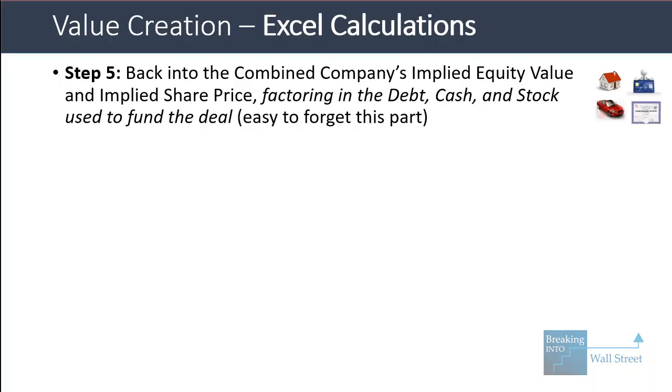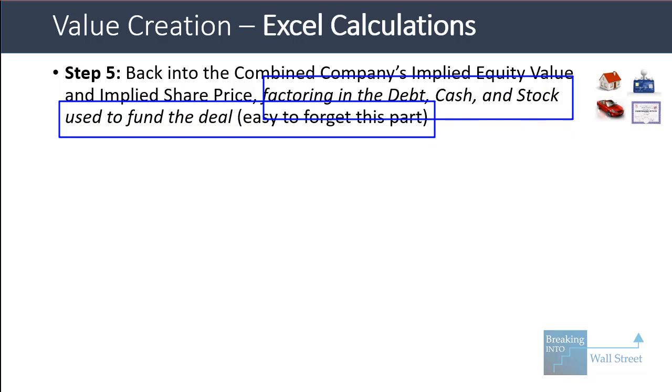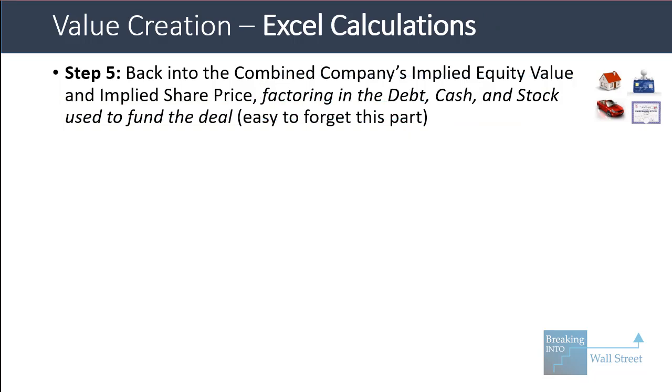Now, the next step here is that we need to back into the combined company's implied equity value and implied share price, and we need to factor in the debt and the cash from each company separately, as well as the debt and the cash that are used to fund the deal. I'm highlighting this here because it's very easy to forget this step of the process, and it's a common mistake in this analysis. But if you want to look at this as a combined entity, you have to include the fact that the capital structure changes as well.